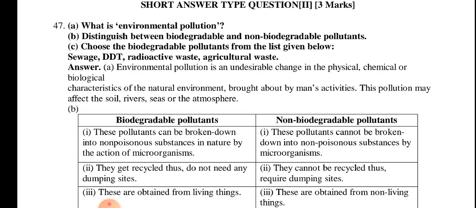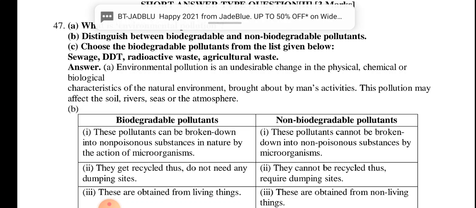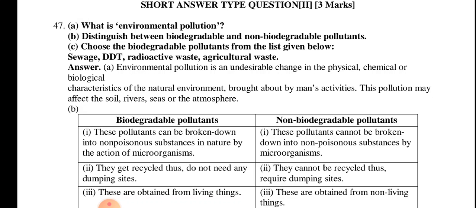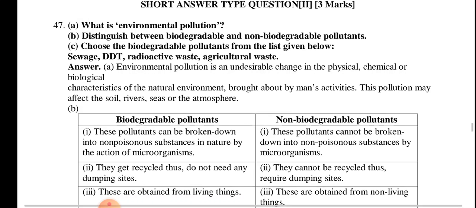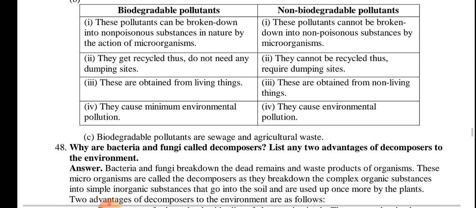Biodegradable pollutants and non-biodegradable pollutants. You have to find out the difference. You have to make a table in this way, and the table has a title. Column A is biodegradable pollutants, and column B is non-biodegradable pollutants. First, these pollutants can be broken down into non-poisonous substances in nature by the action of microorganisms. Non-biodegradable pollutants cannot be broken down into non-poisonous substances by microorganisms.